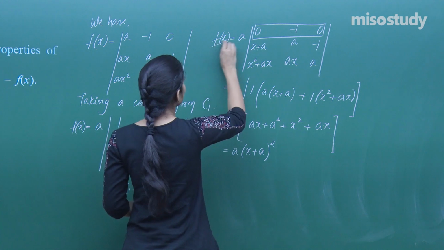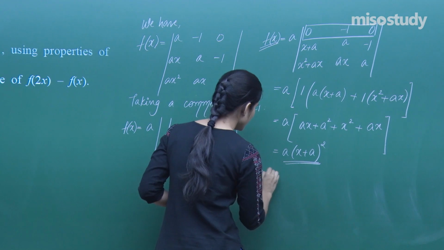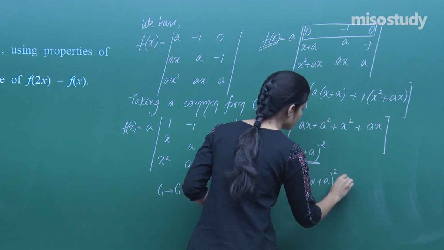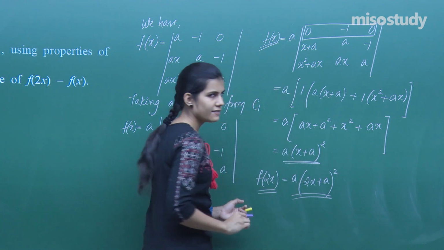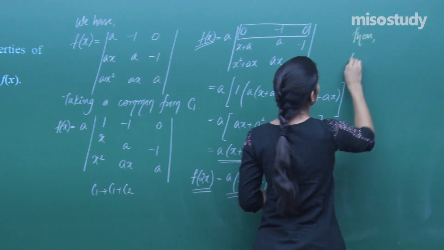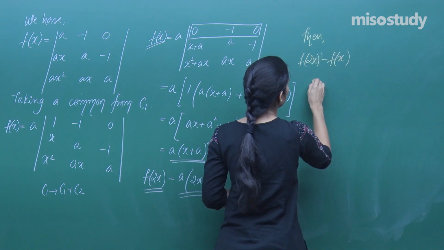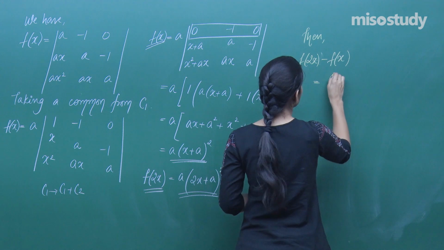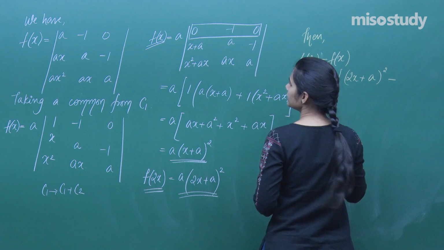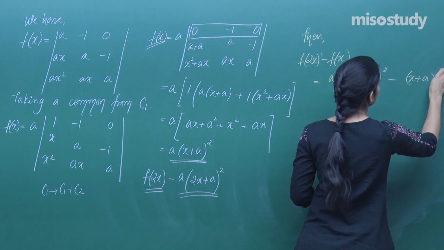So f of x is coming out to be a times x plus a whole square, and I want f of 2x minus f of x. f of 2x will be equal to a times 2x plus a whole square. I have f of 2x with me, I have f of x with me. Let's compute f of 2x minus f of x. So f of 2x is a times 2x plus a whole square minus a times x plus a whole square. So a is common.